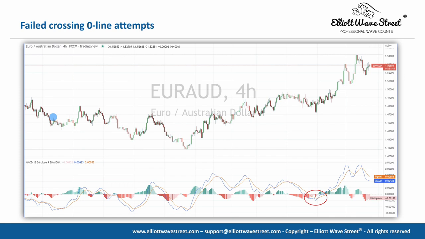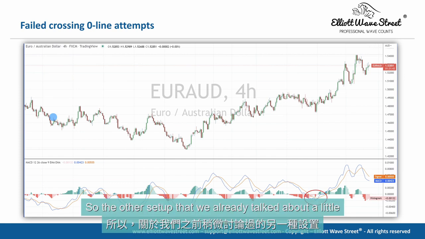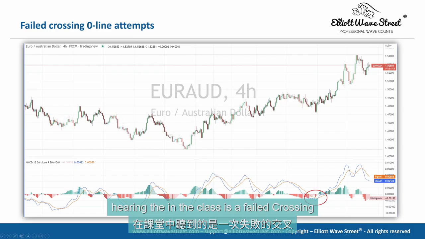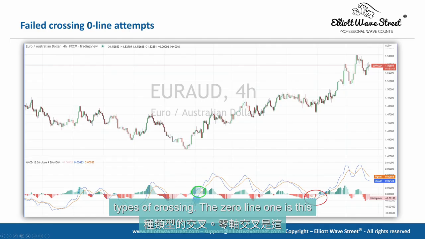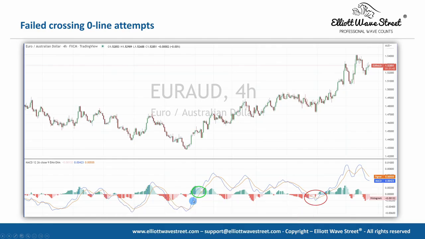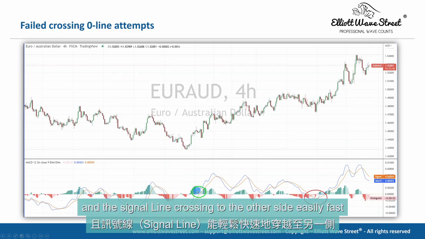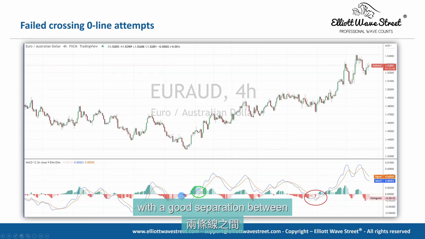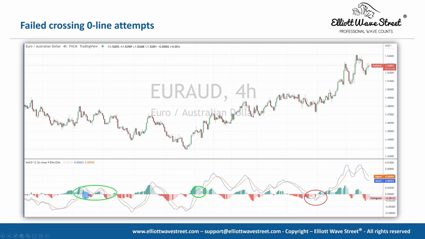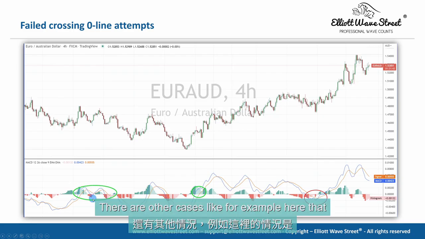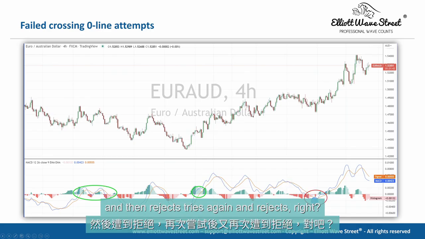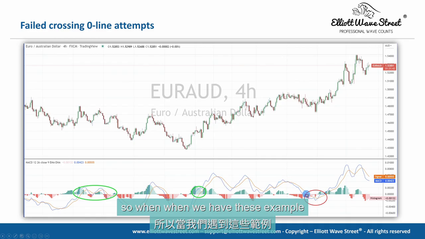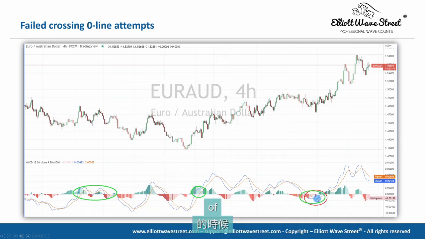So the other setup that we already talked about a little here in the class is the failed crossing of the zero line. So we can say that we have two types of crossing the zero line. One is this one, when we have the MACD line and the signal line crossing to the other side easily, fast, with a good separation between the two lines. There are other cases, like for example here, where you can see that the MACD line crosses and then rejects, tries again and rejects, right?